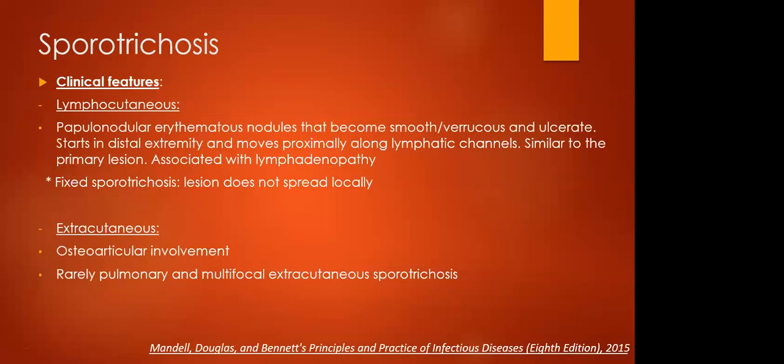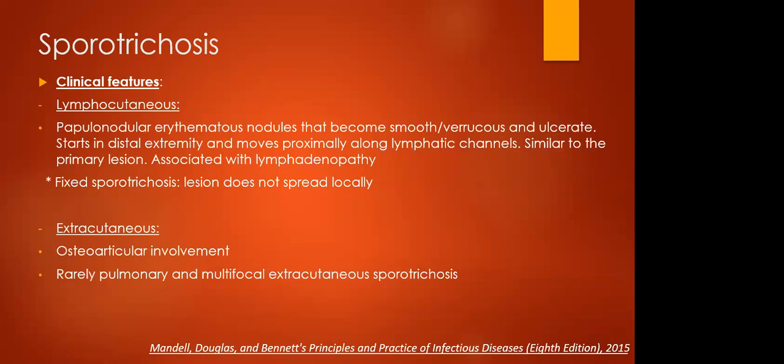The epidemiology is that it's global, but tropical and subtropical regions of the Americas have been known to have large outbreaks of sporotrichosis. The clinical features here are mainly cutaneous, because it's usually from traumatic inoculation. And they start with papulonodular erythematous nodules that become smooth or verrucous and ulcerate. It starts at a distal extremity and it moves proximally along lymphatic channels. And the subsequent lesions that develop are similar to the primary lesion, and it's usually associated with lymphadenopathy. It's also important to recognize that you can have fixed sporotrichosis, so not just these migratory skin nodules, where the lesions don't spread and they just remain at that site of inoculation.